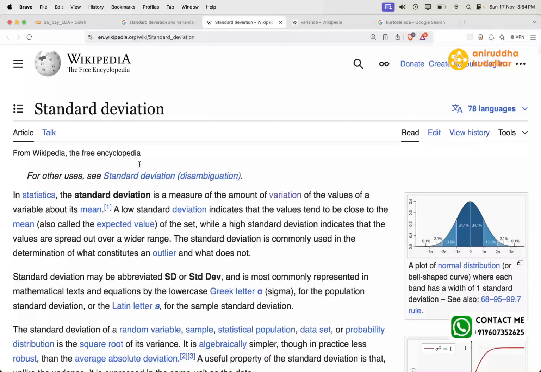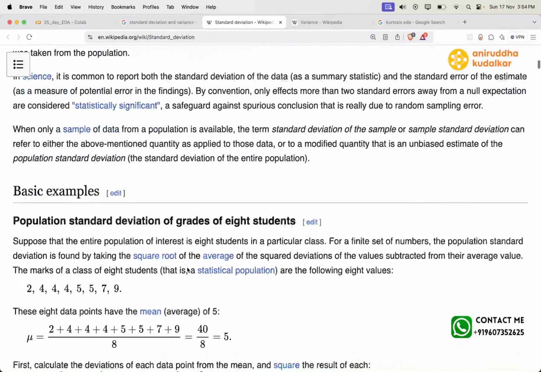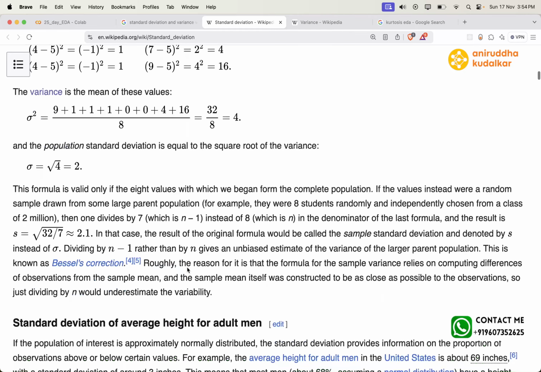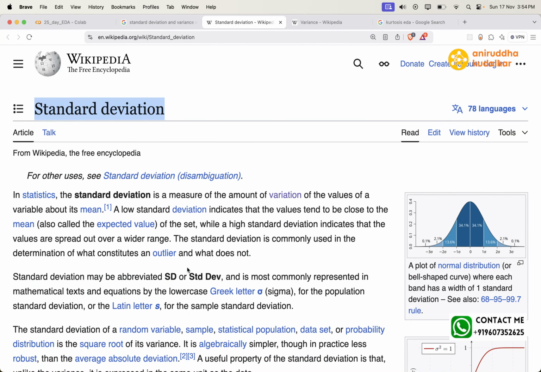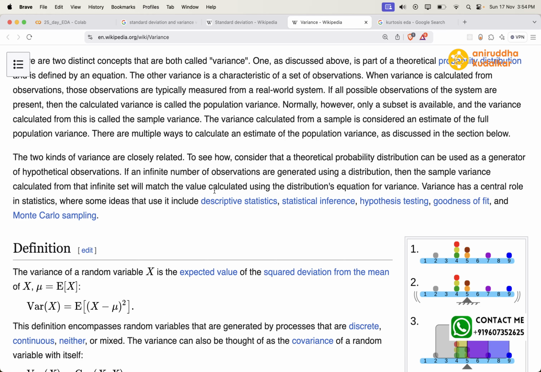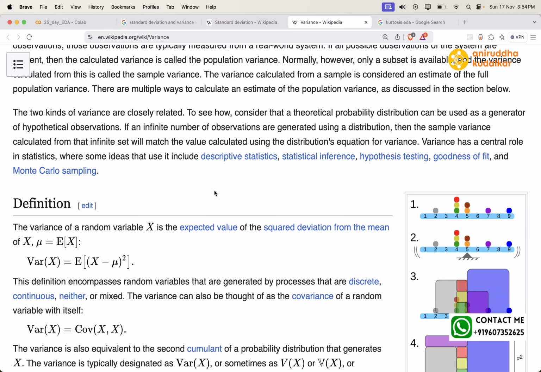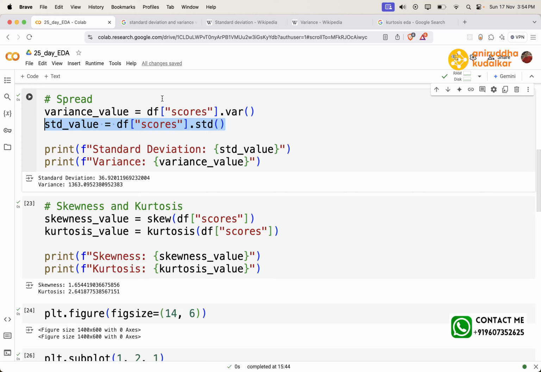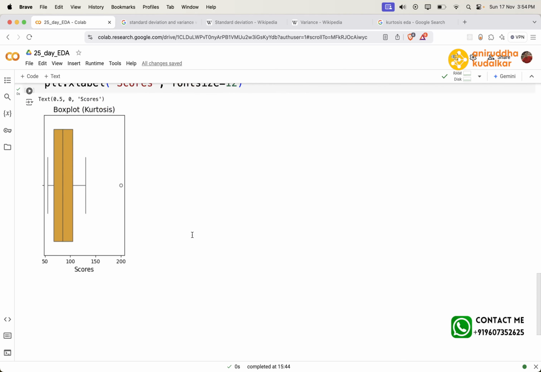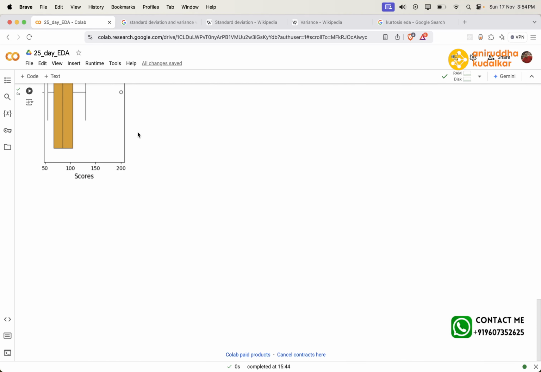So if you want to read the theory behind the standard deviation, you can go over here. But this is a standard formula. If you want to calculate the standard deviation in Excel also, there is a standard formula. Variance, it is the theory. Okay. Now, I will again come back to the box plot shortly.